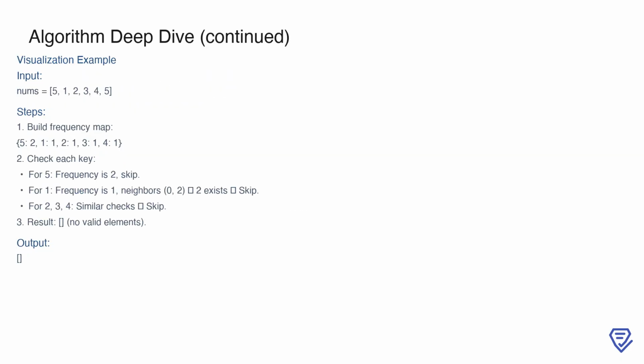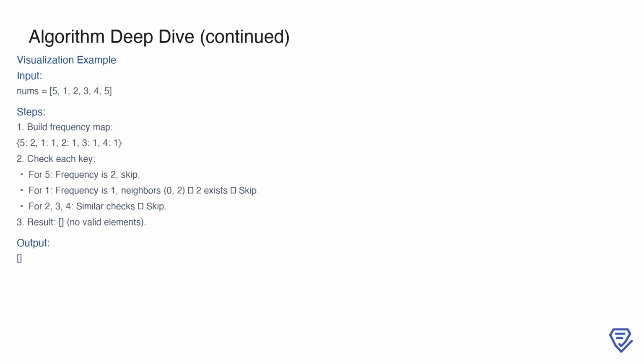To better understand the optimized approach, let's walk through an example with the input array nums = [5, 1, 2, 3, 4, 5]. First, we build the frequency map, which results in {5: 2, 1: 1, 2: 1, 3: 1, 4: 1}. Next, we check each key in the hash map.